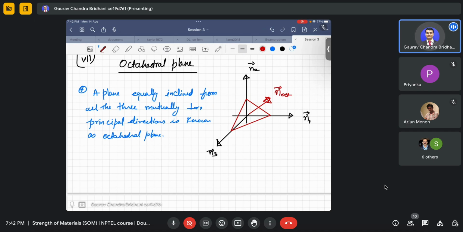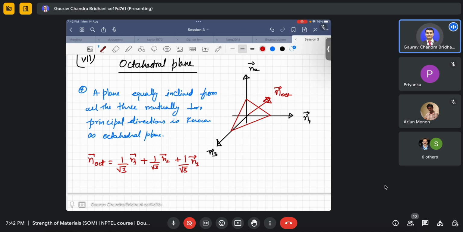Okay, and in terms of n1, n2, n3, it will be 1 by root 3 n1 plus 1 by root 3 n2 plus 1 by root 3 n3. Okay, so that's how we get the octahedral plane.